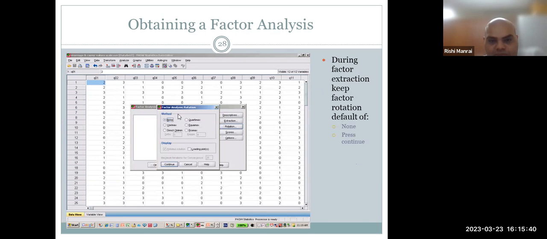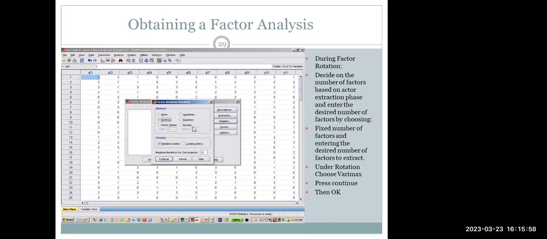So next is methods. We find what the methods of rotation are. For methods of rotation, we will select none here. We will then continue with the next point. The next point is very important.